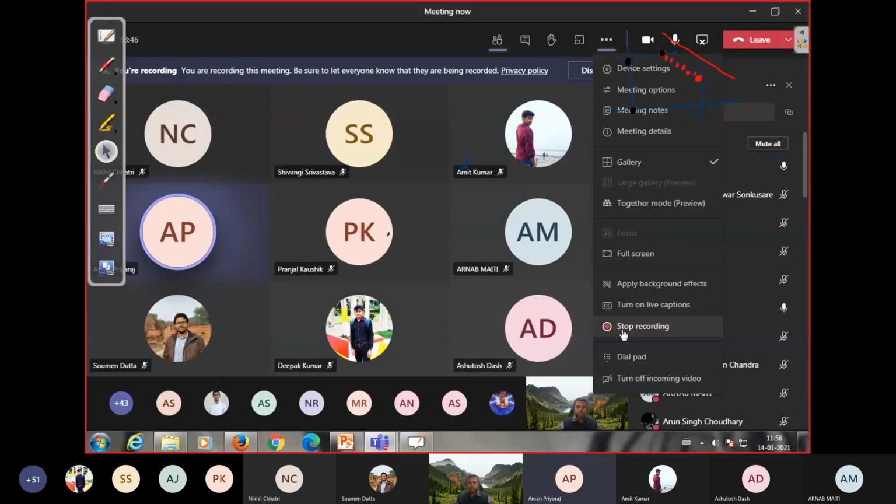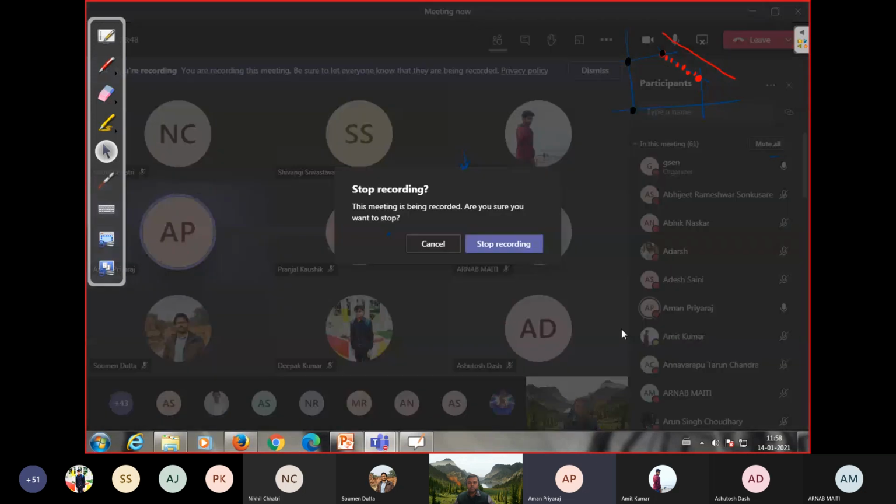Can you send the syllabus sheet? It's unavailable on ERP.